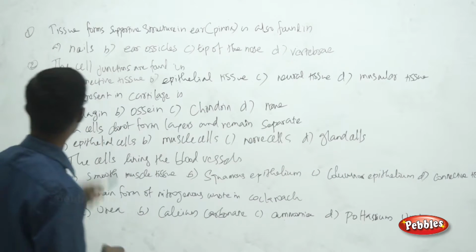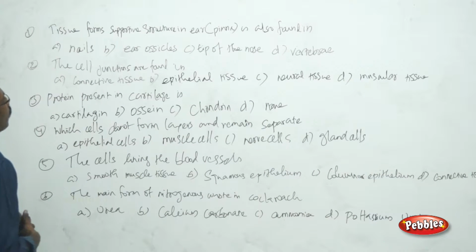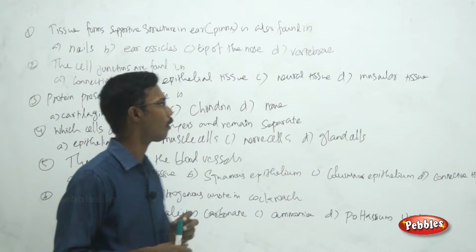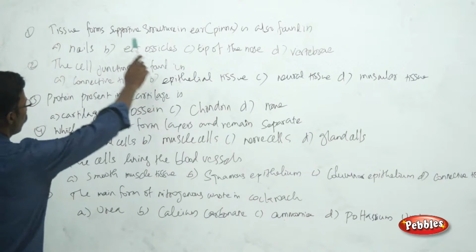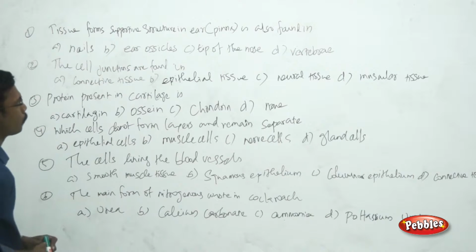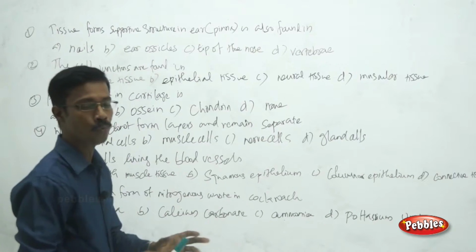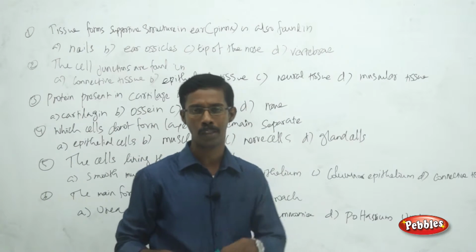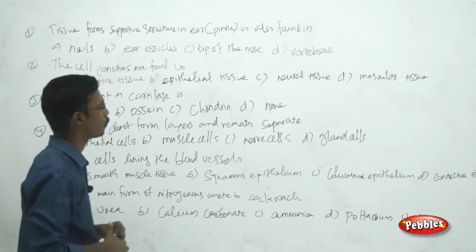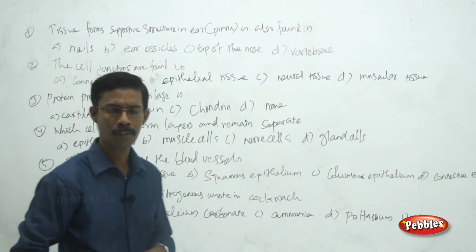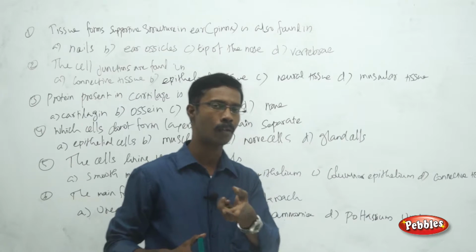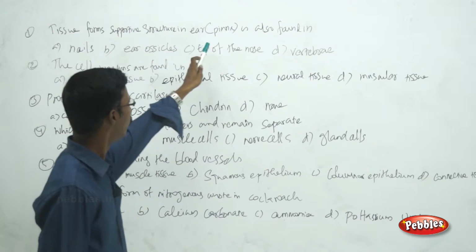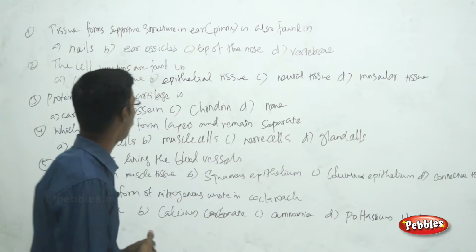And see the first question, the tissue which forms the supportive structure in pinna. Pinna is the external ear of an animal. The tissue which forms the supportive structure in the ear is also found in, okay, then you should know which tissue is present in the pinna. As I told you in the introduction classes, the cartilaginous tissue, the yellow fibrous cartilaginous tissue, is present in the ear or pinna or external ear.